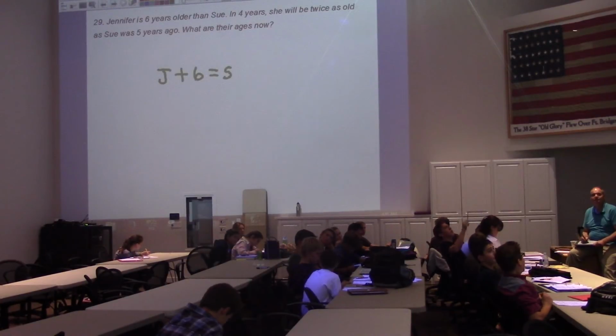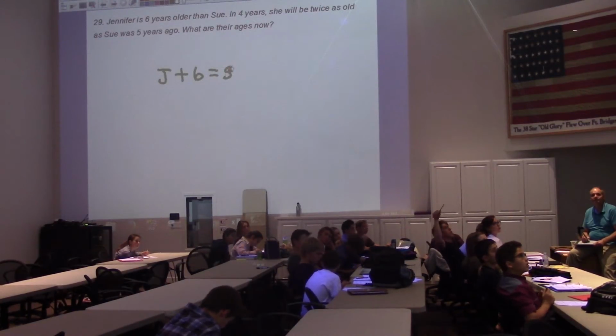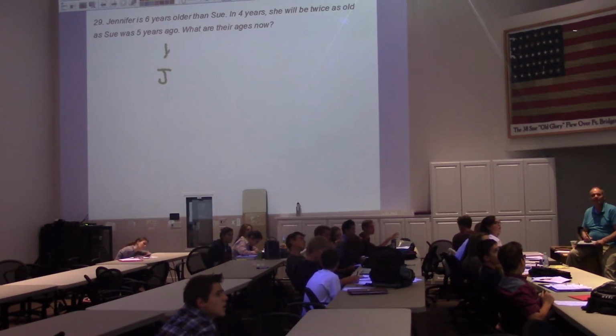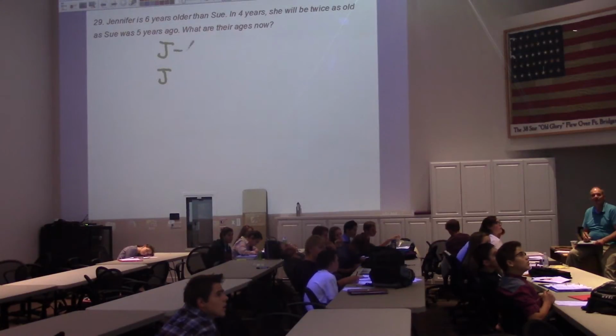But couldn't you do, if Jennifer is 6 years older, then that means Jennifer minus 6 years would equal S. Couldn't you do J minus S? Yeah, you're right. Yes, you can. You can do J minus 6 equals S.